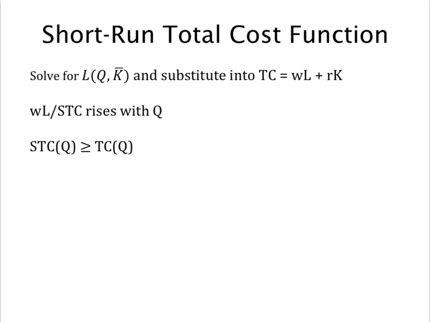That means that the short-run total cost function will be everywhere greater than the long-run total cost function, except where the K bar that's been chosen in the short run happens to be the optimal K for producing Q in the long run.